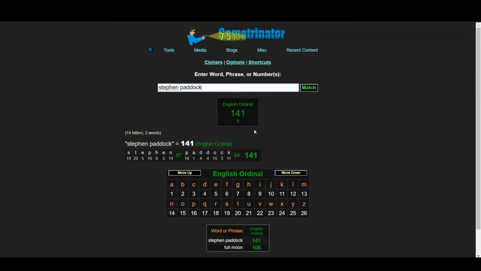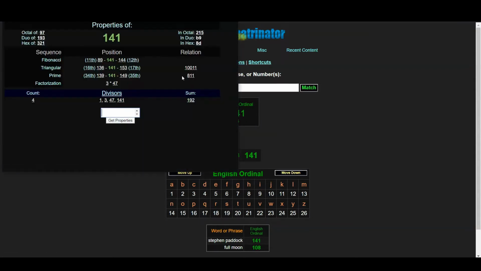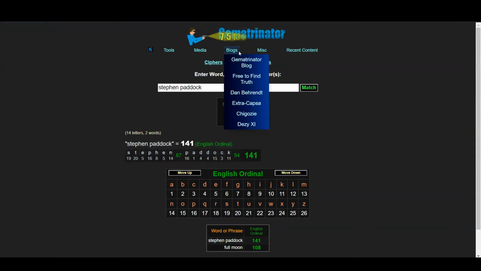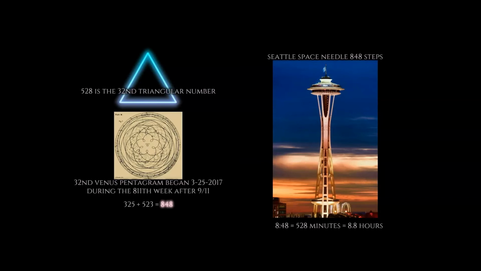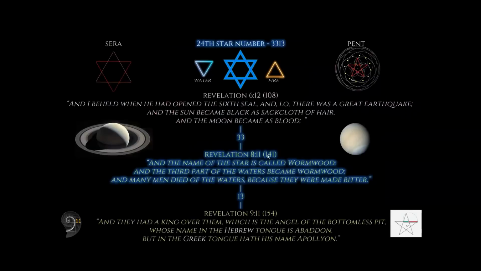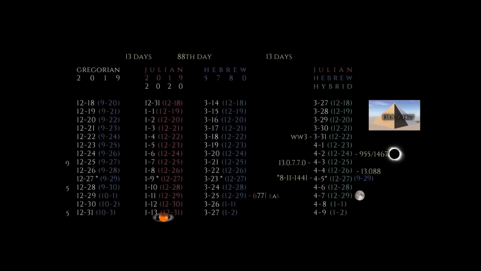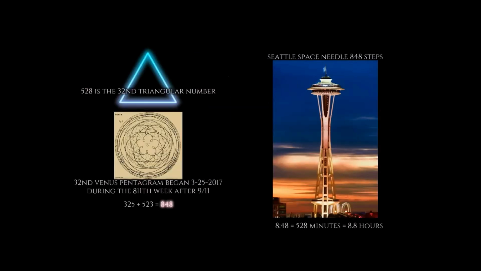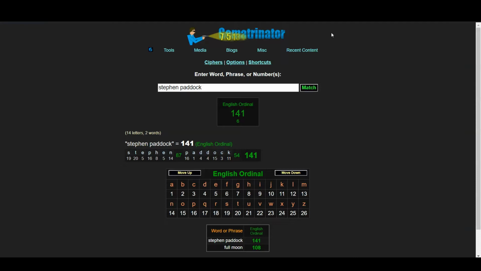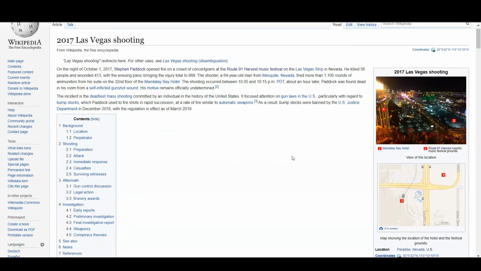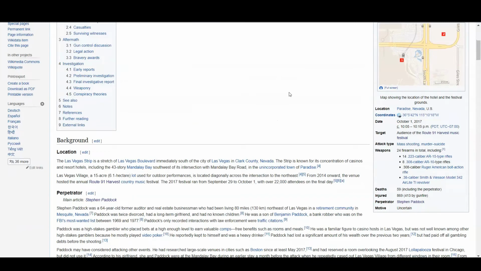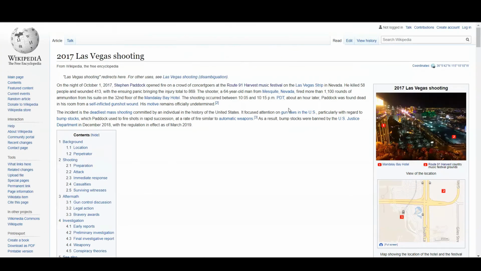Stephen Paddock in ordinal gematria sums to 141, and the 141st prime is 811. So the shooter on the 32nd floor was a wormwood ritual, a ritual to Revelation 8:11, the Wormwood Star. And there's also a 21 involved in this.